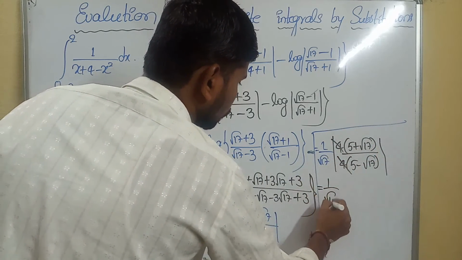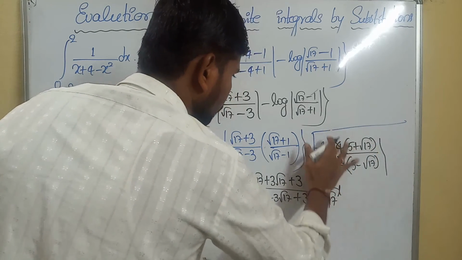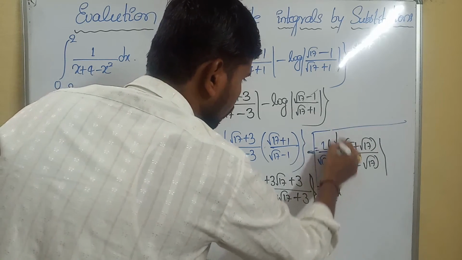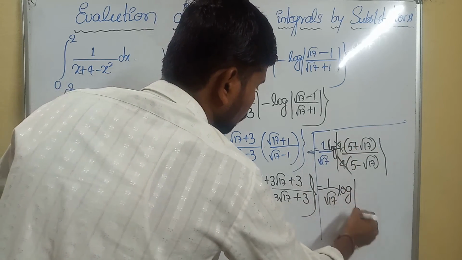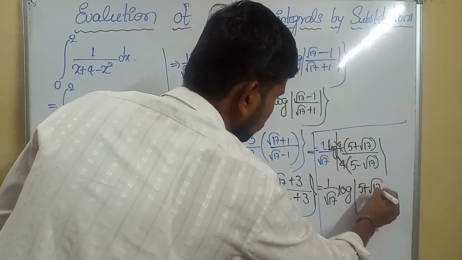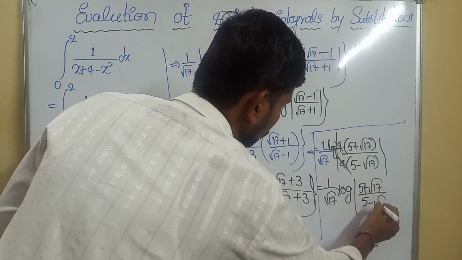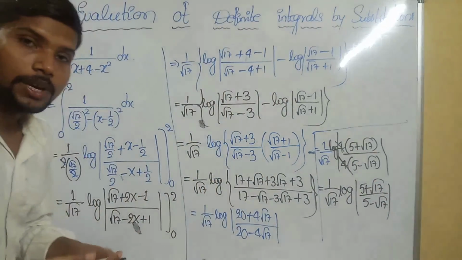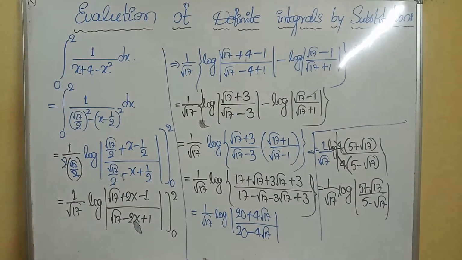1 divided by root 17. I missed the log here; I have to write the log term. Log of modulus of 5 plus root 17 divided by 5 minus root 17. If you want to continue this part, you can, again rationalizing the denominator. I think you're enjoying it.